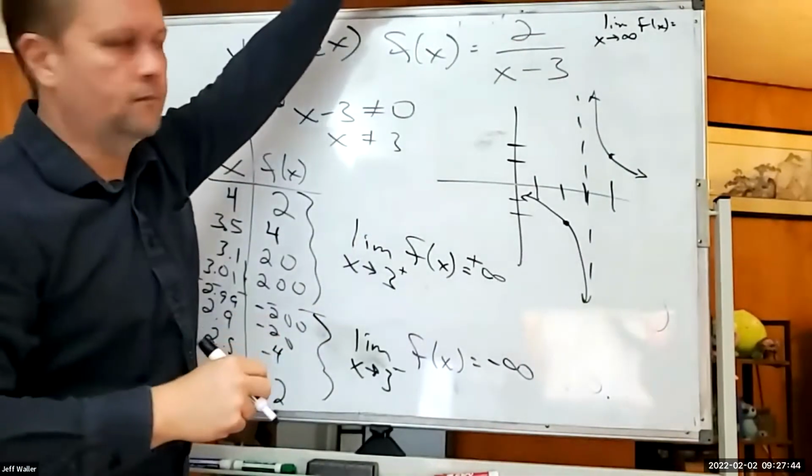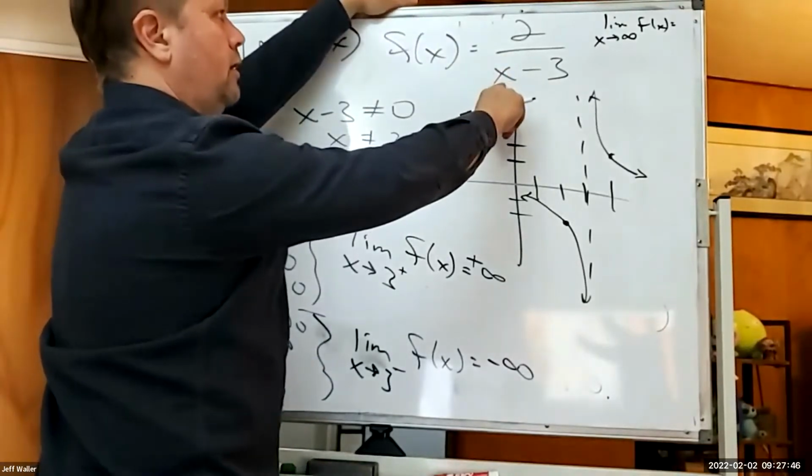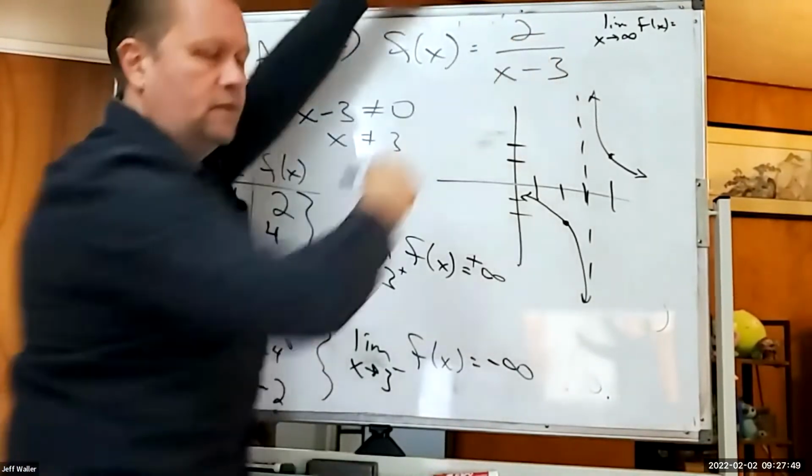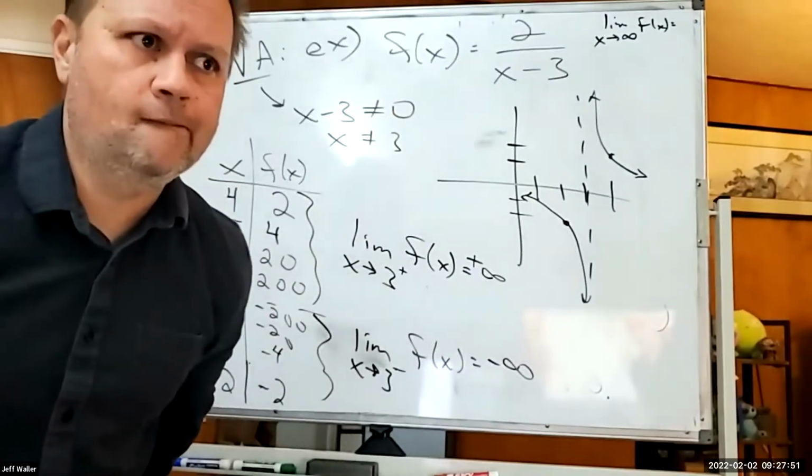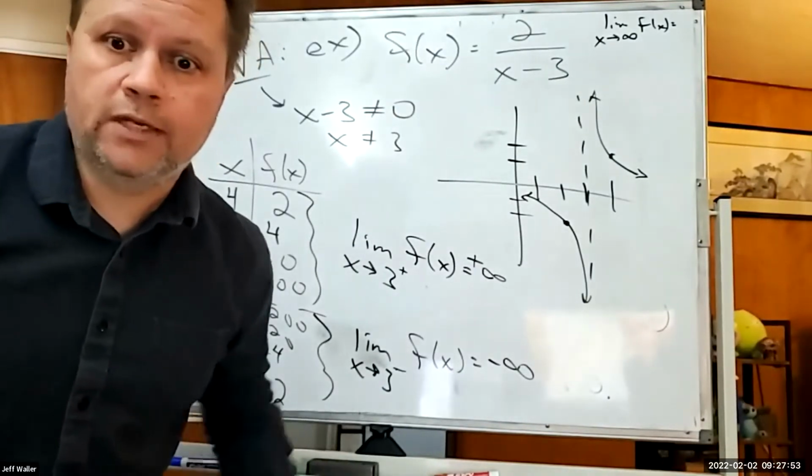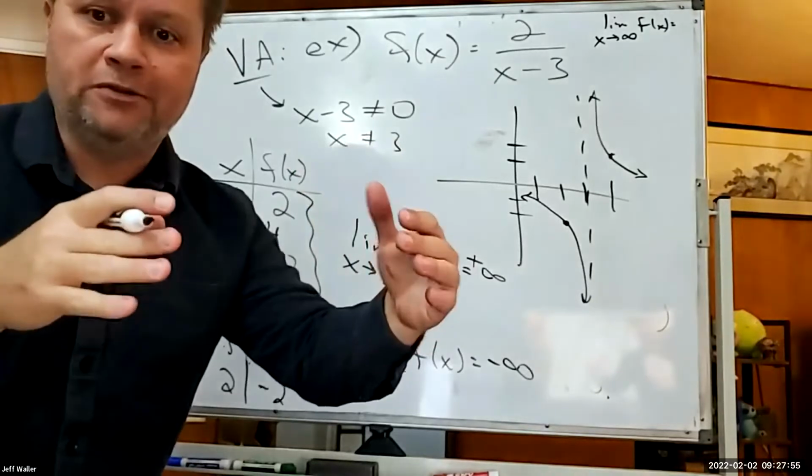Y equals 0. Yes, good, because the bottom degree is higher than the top. What is the degree of the top right now? 0. Good, because degree means the number of variables that you see.